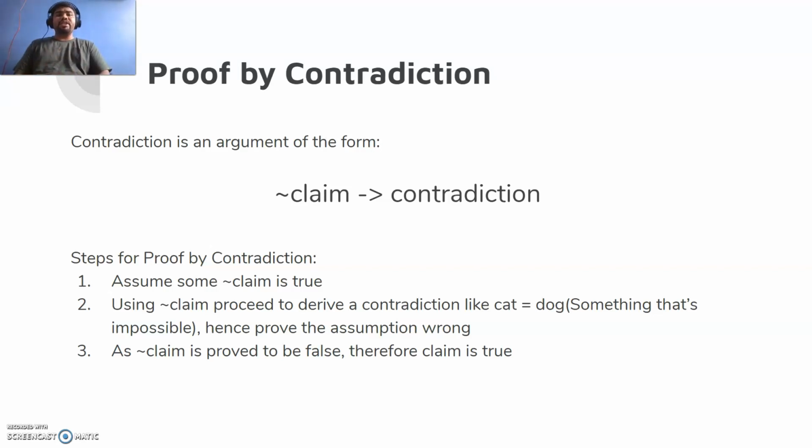And as I keep on proceeding, I might arrive at some absurd result or outcome, like cat equals dog. In this case, you can see that's completely impossible. So obviously, if I'm leading to something contradicting, we can say that whatever we started with was wrong. The assumption was wrong. So what was the assumption? That we started with the negation of the claim. So if the negation of the claim is proved to be false, in the third step, we can say that the original claim was true.